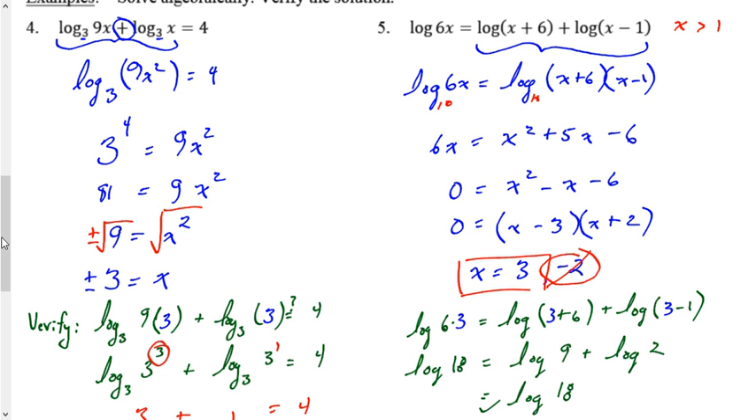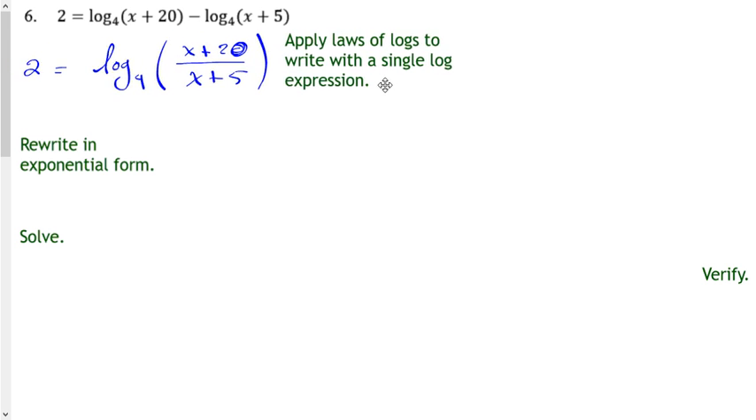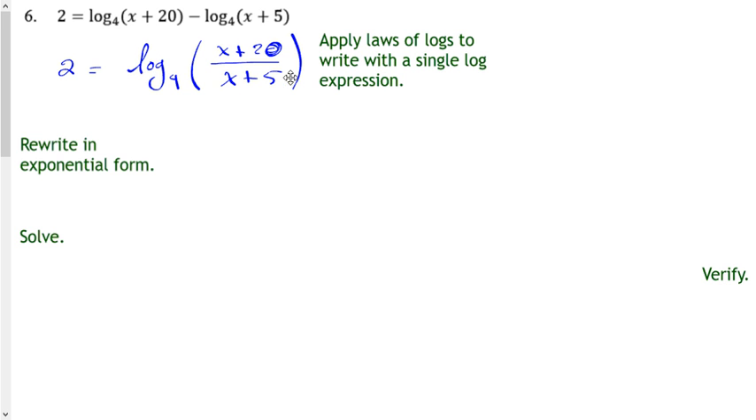On to example 6. Another logarithmic equation, similar to what we previously did. So we again will begin by applying the law of logarithms to rewrite these two separate logarithms as a single logarithm. This time we were subtracting the logarithms, which means we need to divide the two arguments from the logarithms. An argument is something that is being operated on.